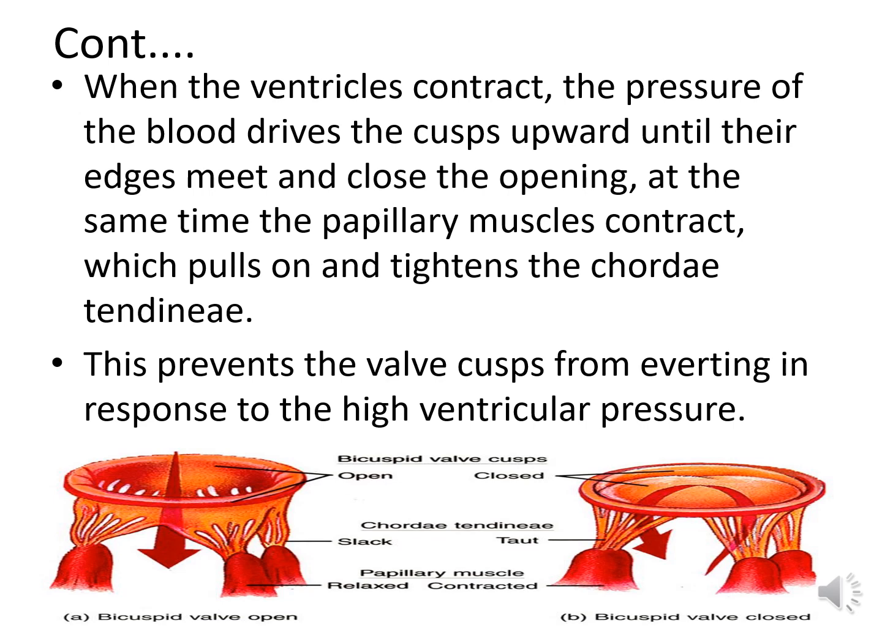When the ventricles contract, the pressure of the blood drives the cusps upward until their edges meet and close the opening. At the same time, the papillary muscles contract, which pulls on and tightens the chordae tendineae. This prevents the valve cusps from everting in response to the high ventricular pressure. Please see the picture. Picture A denotes the bicuspid valve open and picture B denotes when the bicuspid valve is closed.